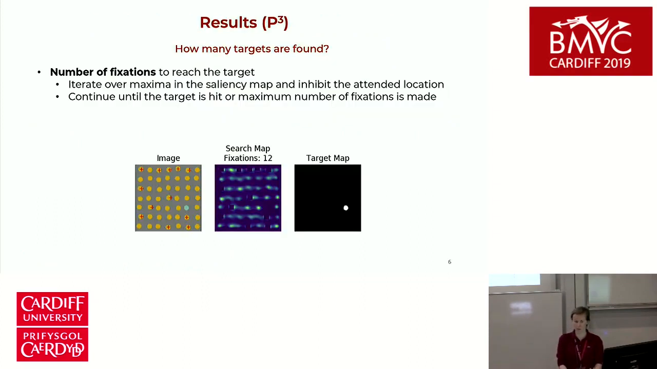Here we ask the question, how many targets can the saliency algorithms find? We use a metric called number of fixations to measure this. This video shows how the process works. We start with the saliency map. We pick a maximum on it. We check if it's close enough to the target. And if it's not, then we cover it with a mask and pick the next maximum in the saliency map. We continue like this iteratively until we either hit the target or the maximum number of fixations is made. In this case, it's 100. And in this video, the target is not found in the end.